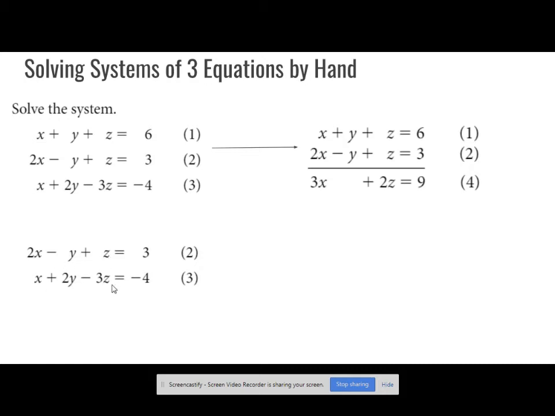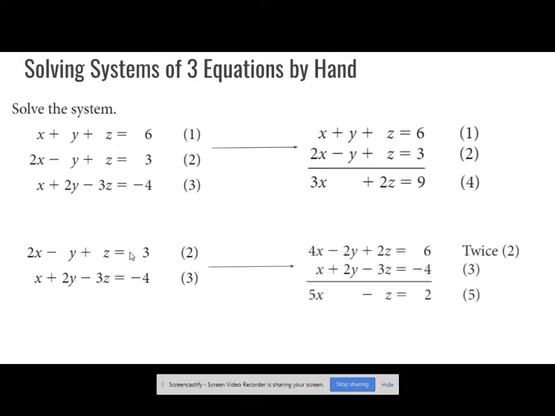Well, as they sit, none of the variables eliminate, but we could manipulate it a little bit. We could take the first equation here and multiply it by 2. Because if we do that, now we have negative 2y plus 2y. So basically, they're solving the system by addition, using this elimination method lots of times. First, they're using it on the first two equations. Then they're taking the second two equations and manipulating them so that it works out. When they add those together, we've got 5x, no y's, negative z equals 2. Again, we can't solve this yet.